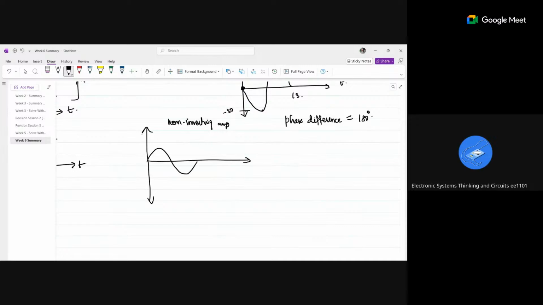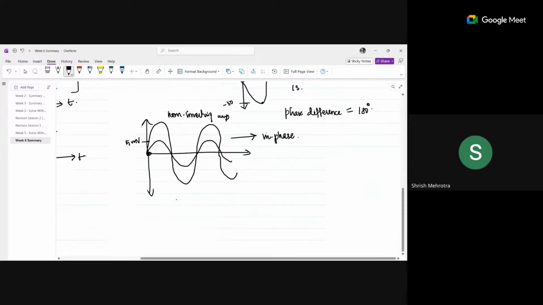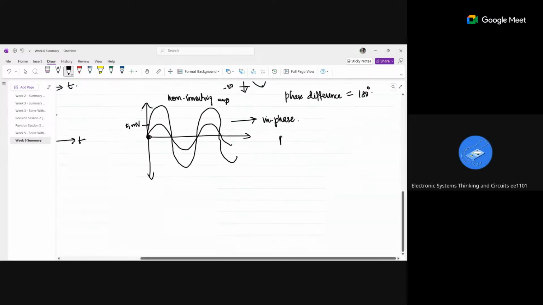So this is a sine wave, 5 millivolt. If you give it to a non-inverting amplifier, I'll get a sine wave like this, right? Only my amplitude changes. So this I'll call as in phase. They are in the same phase, right? So for this, the phase difference will be 0.